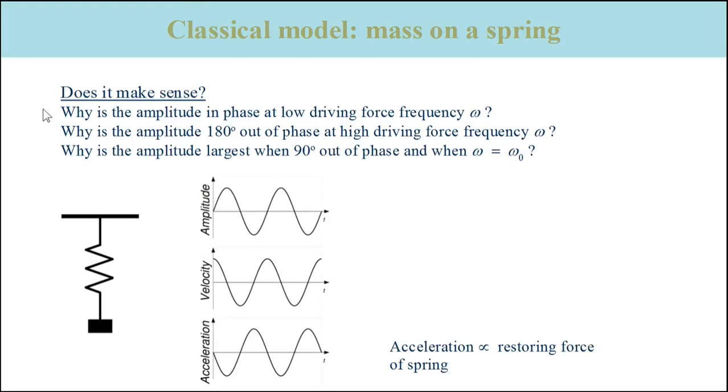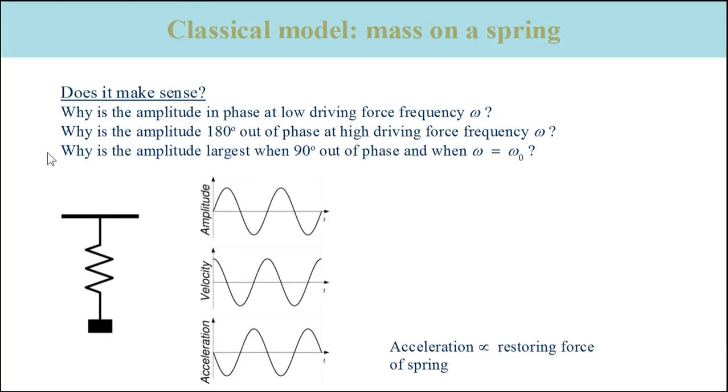Why is the amplitude in phase at low driving force frequency omega? Why is the amplitude 180 degrees out of phase at high driving force frequency omega? Why is the amplitude largest when it is 90 degrees out of phase with the driving force and when omega equals omega 0?